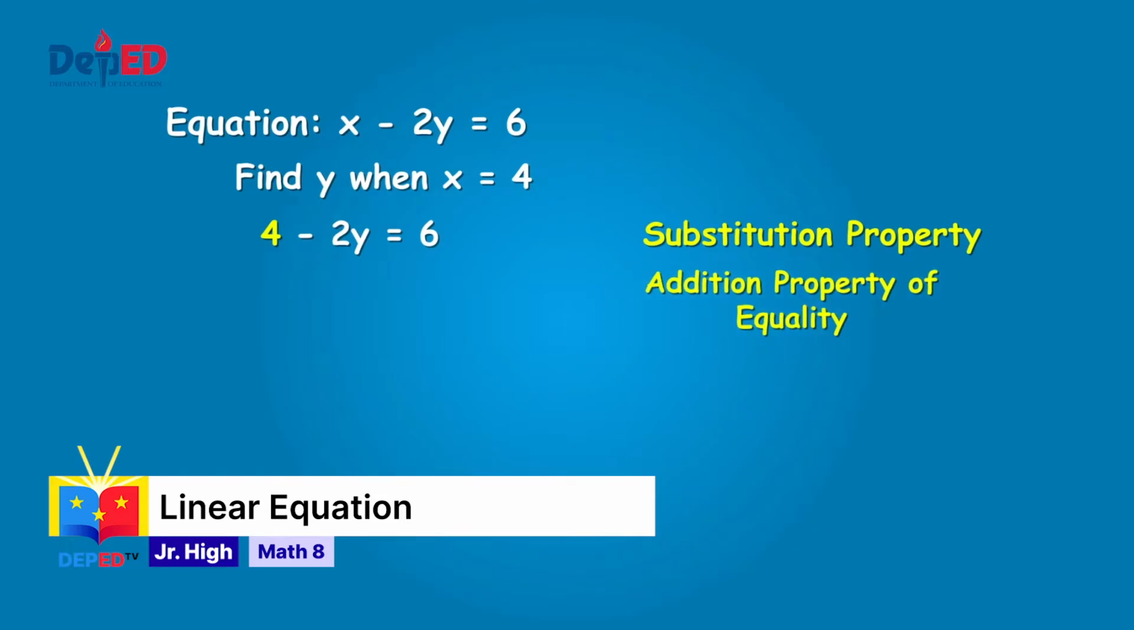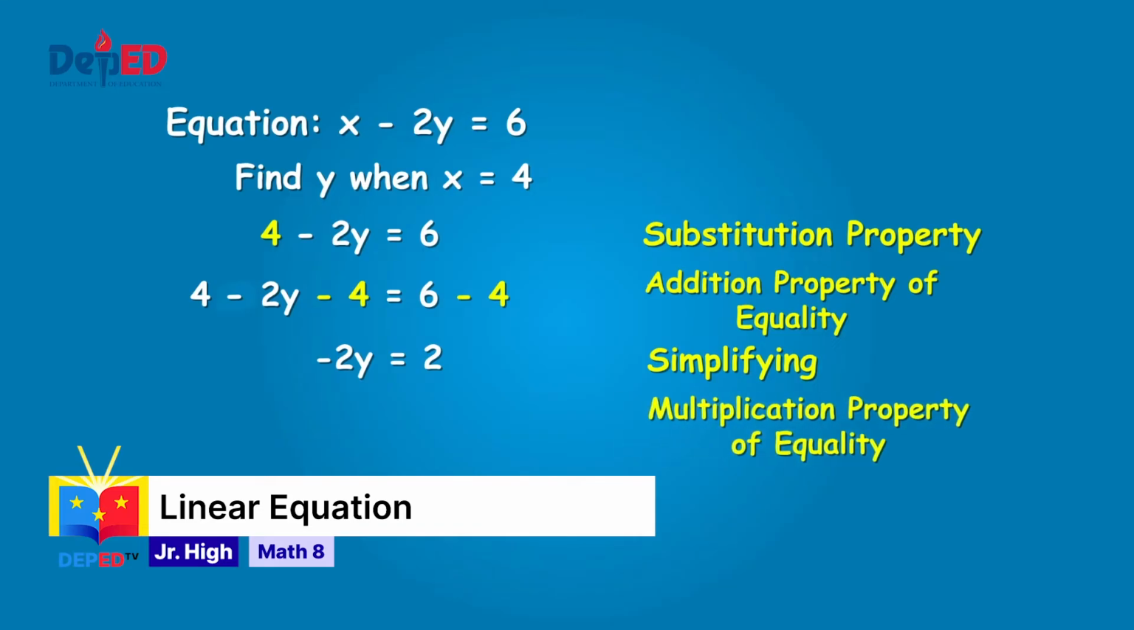Then we apply APE, or the addition property of equality, since we want to isolate the variable y on one side of the equation. So we will have 4 minus 2y minus 4 equals 6 minus 4. By simplifying, this gives us negative 2y equals 2. We want the coefficient of y to be equal to 1.